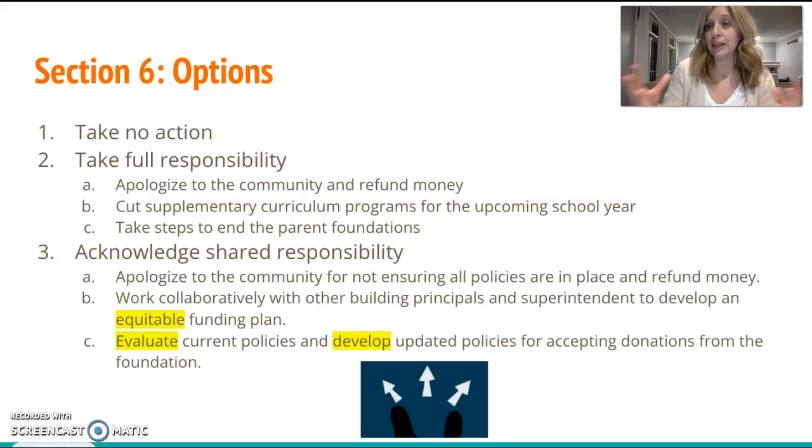Because the other schools' money, it seems like their money gets put in with ours and then split amongst the schools. We want to make sure we're doing something fair, because it was our fundraiser that didn't work in Briardale. So we want to make sure that the other buildings' curriculum doesn't suffer because of a mistake made by our school. The third choice would be to evaluate what the current policies are when it comes to working with foundations and fundraising and accepting donations, and then develop some updated policies that will ensure that a situation like this does not happen again.